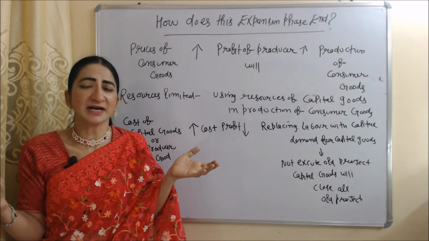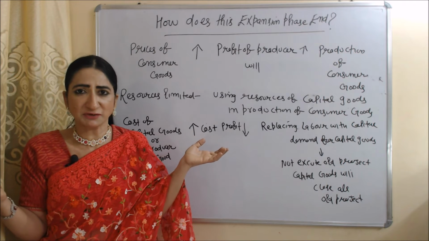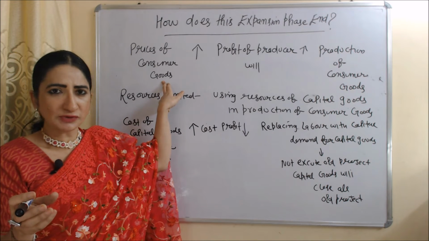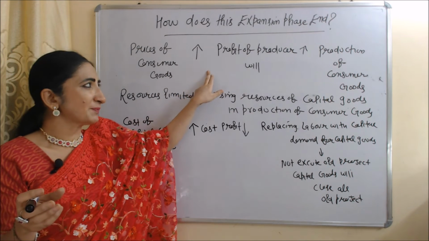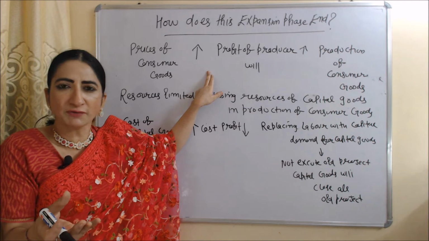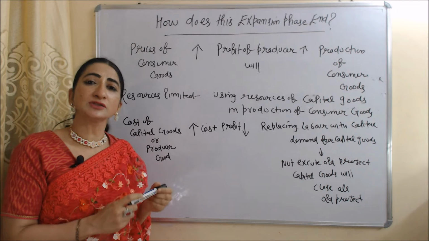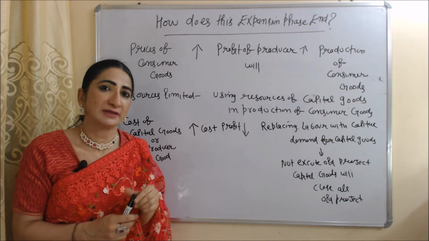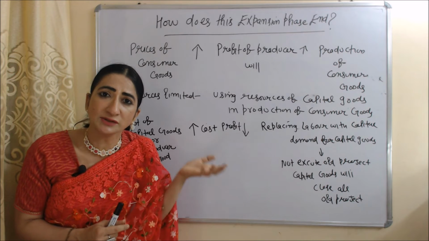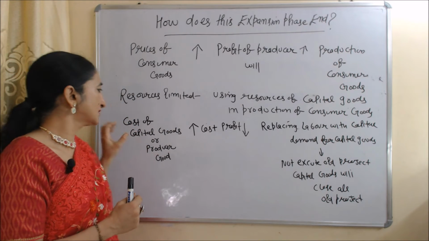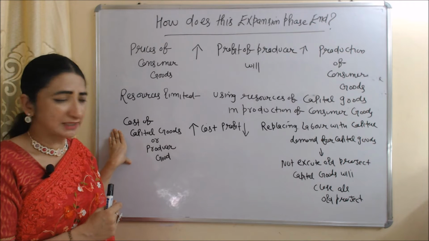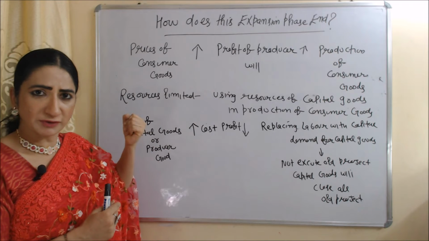Now the question is how this expansion phase will end. As we earlier discussed, prices of consumer goods have increased. That's why the profit of producers will also increase, so producers will start production of consumer goods. But our resources are limited because of full employment. That's why for the production of consumer goods, producers are using resources of capital goods. As a result, the cost of capital goods will increase, or we can say the cost of producer goods will increase, and the profit of producers will fall.